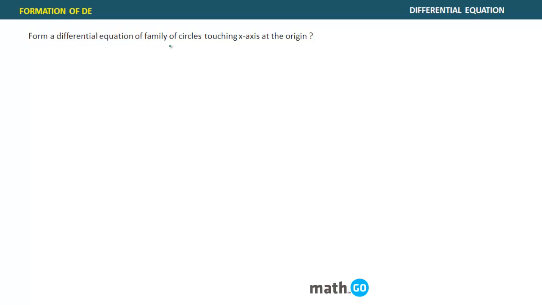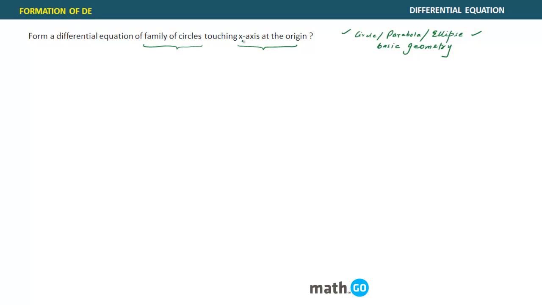Form a differential equation of family of circles touching x-axis at origin. We need to find family of circles touching x-axis at origin, right? So first of all, if you want to be very good at formation of DE, even at the board level, I am again recommending just go through the basics of circle, parabola and ellipse, right? Because in board level you will find problems which are based on their basic geometry. Basic geometry, not the entire chapters, but the basic geometry, how they are formed, what are their special cases. This is what I meant by this.